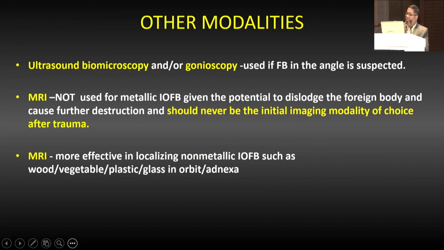Other modalities, like ultrasound biomicroscopy and gonioscopy, can be selectively done when you see or suspect a foreign body in the angle. MRI is absolutely contraindicated in metallic foreign body injury, but MRI is more effective in localizing non-metallic foreign bodies such as wood, vegetable matter, or plastic.